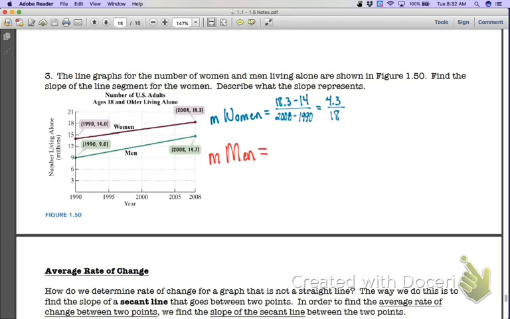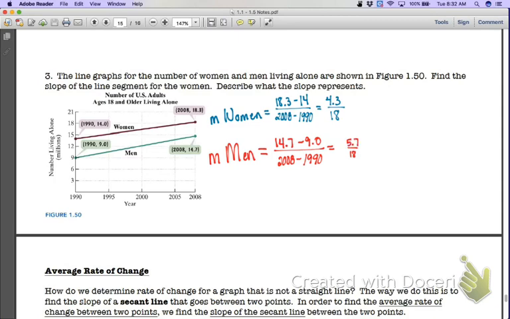So 14.7 minus 9 over 2008 minus 1990. Since it's over the same span, I should have the same value on the top and the bottom. Obviously it's over the same amount of years, so it's still going to be 18. And then 14.7 minus 9 is going to be 5.7.